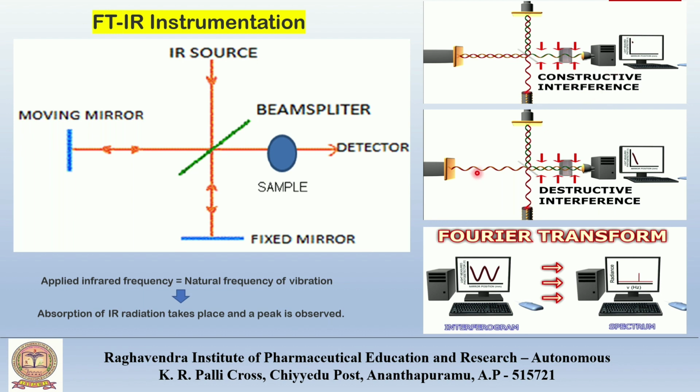When the mirrors are not at equal distance from the beam splitter, the beams reaching the detector are not in the same phase and cancel each other. We call this destructive interference, and the peak is observed at lower intensity. The signal measured by the detector is known as interferogram. Then this interferogram in the computer can be converted to a spectrum.